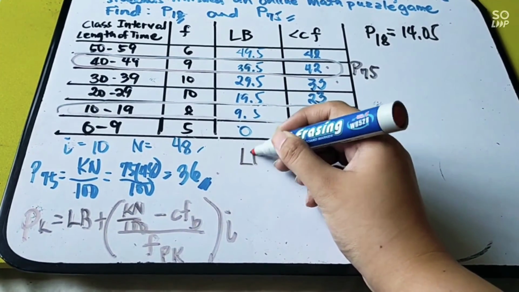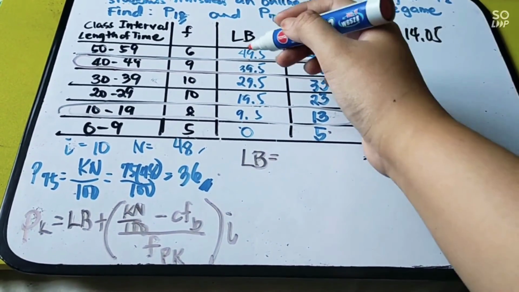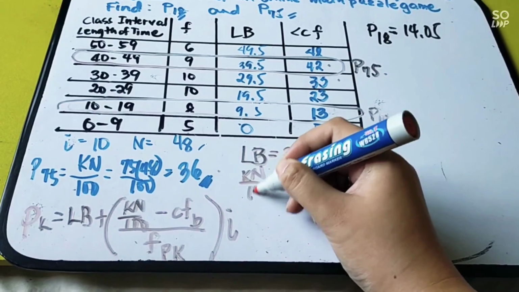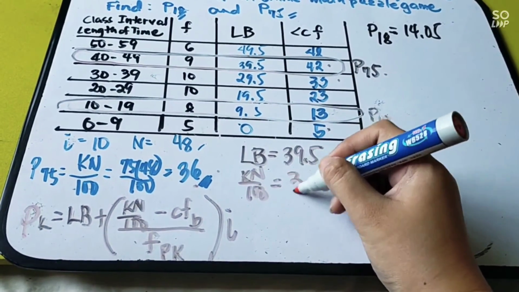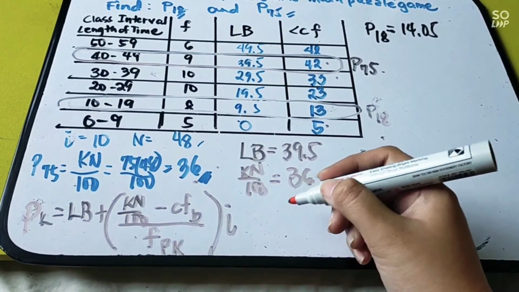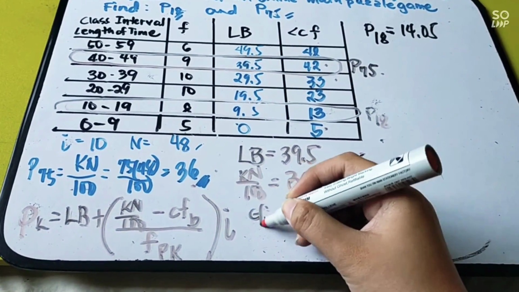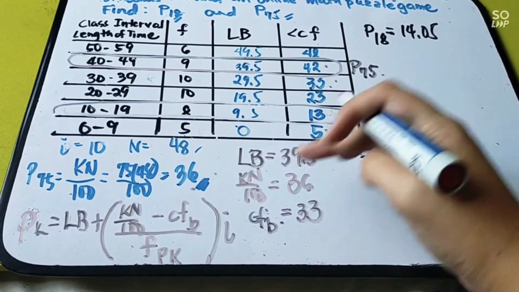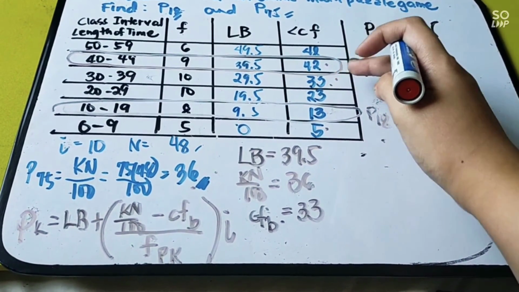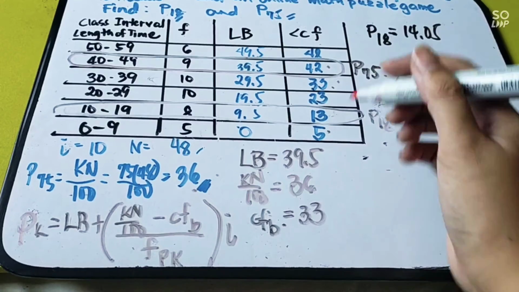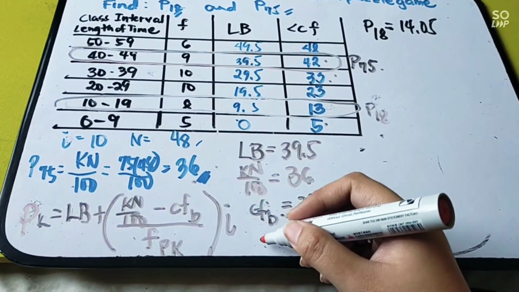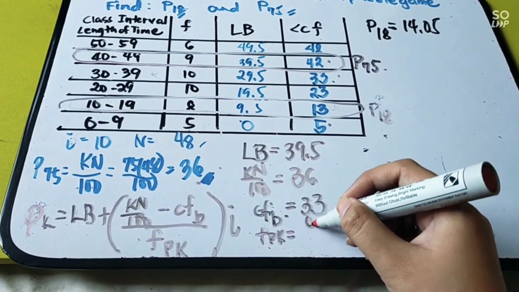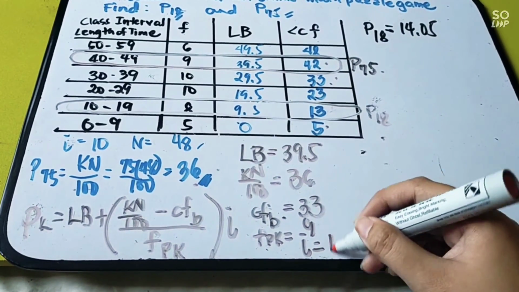Now, let us have your LB. LB ni P sub 75, we have 39.5. Next, you have your KN over 100. Ito po yun, that is 36. Then, afterwards, we have your less CF. CF before, which is 33. Okay? So, kailangan talaga lagi mas mataas. Kasi kung dito ka, ang mangyayari dyan, magne-negative na tayo. Okay? Next tayo, let us have your frequency of P sub 75. We have here 9, and then your interval, which is 10.